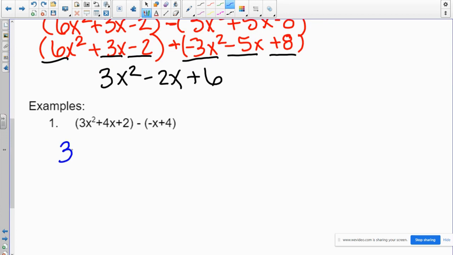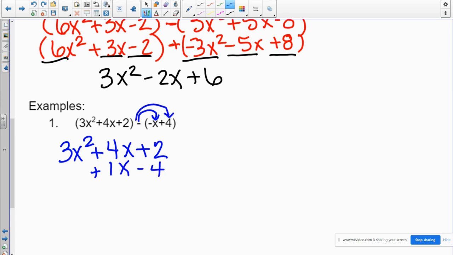So I have the 3x squared plus 4x plus 2. I'm going to distribute the negative to the negative x, so that would be a positive x. So I'm going to put that under 4x, a positive 1x. And the negative to the 4 would be negative 4, so I'm going to line that under the 2. So then go ahead and just add, since I distributed the negative, which means I get rid of this negative and makes it a positive.